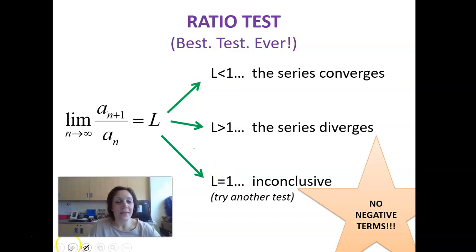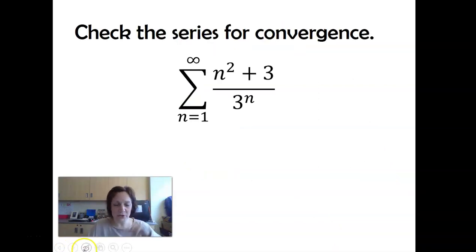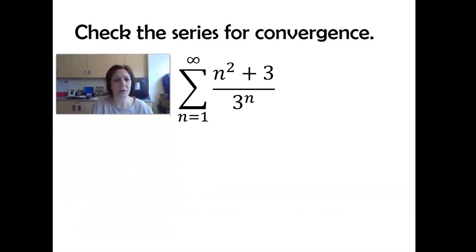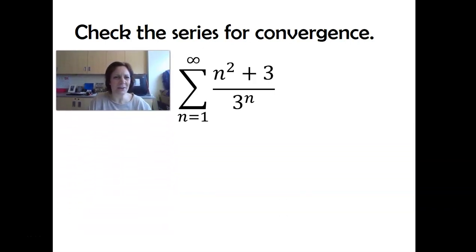All right, so the only part of the ratio test that sometimes people find tricky is simplifying it, because you're going to have a fraction over a fraction, but we'll talk about some strategies for getting these simplified in a pretty straightforward way. So let's take a look at one here. Let's check the series for convergence. Let's just go through our list to make sure.